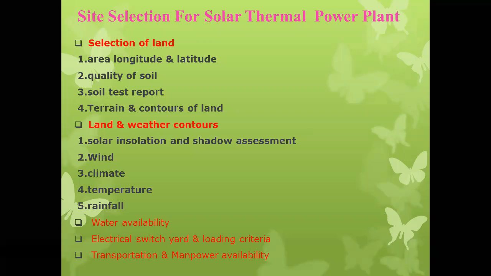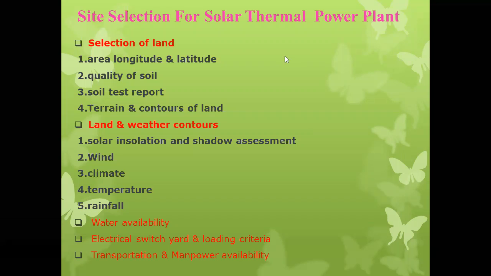Solar insolation and shadow assessment. Solar insolation means the total solar radiation available per unit area. That is nothing but solar insolation. And shadow assessment. Shadow means what? आपण त्याला काय म्हणतो, सावली वगैरे. ठीक आहे, तर शॅडो असेसमेंट is also we have to consider.